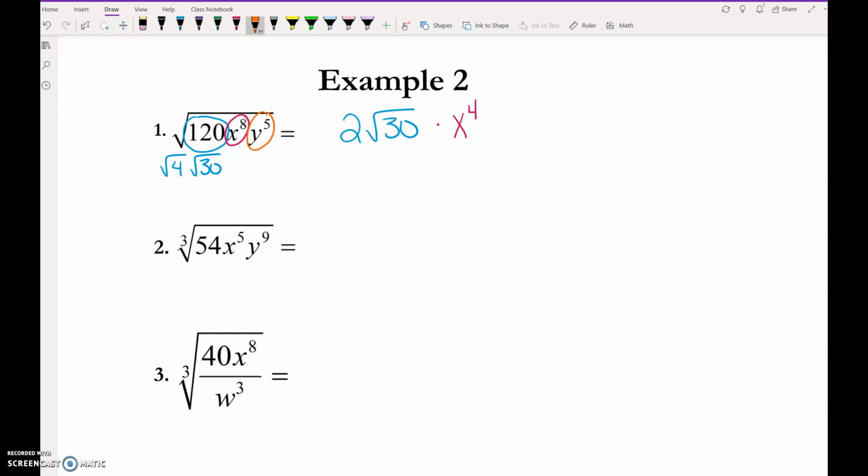Okay, y to the 5th. How many groups of 2 are in 5? 2, that'd be 4 of them, with 1 left over. On your own, see if you can rearrange that into a nice, pretty mathematical answer.